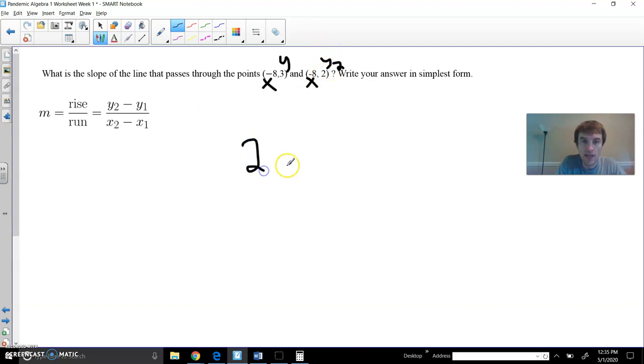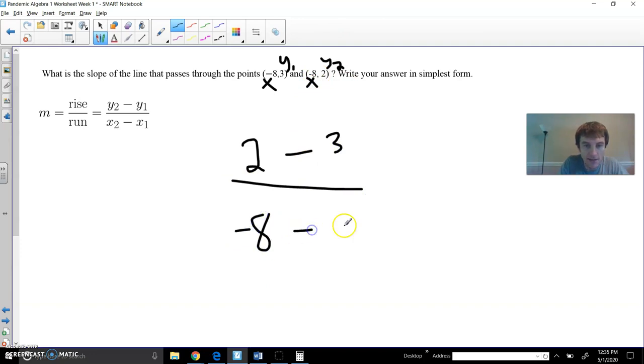So y2, that would be the second value in that y position, so that'd be the number 2. And then we are subtracting y1, which would be 3. And then we also have our x terms, -8 minus the other number, which is also -8. This is a special situation because when you are looking at the bottom here, -8 minus -8, that is 0. And so it really doesn't even matter what the top is.